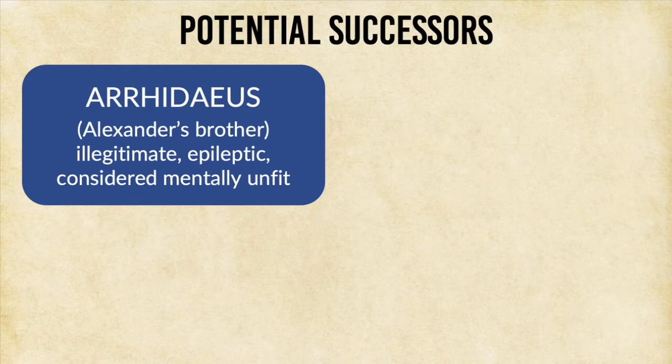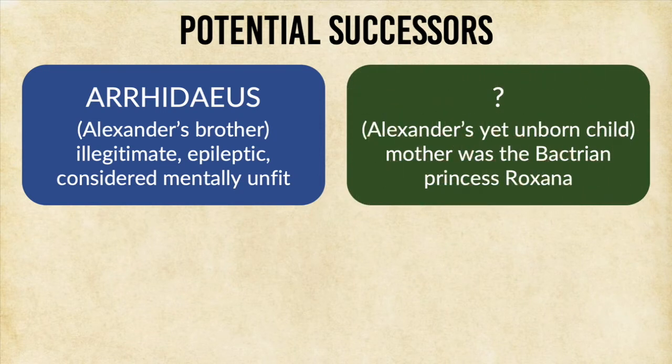So the generals are presented with this option, and they understand that if this guy is going to be king, we're going to have some difficulties that we're going to have to overcome for him to take that place of Alexander. Another possibility, another potential successor after Alexander, was someone we're just going to call a question mark. He's a question mark at this point in time. He won't be a question mark later.